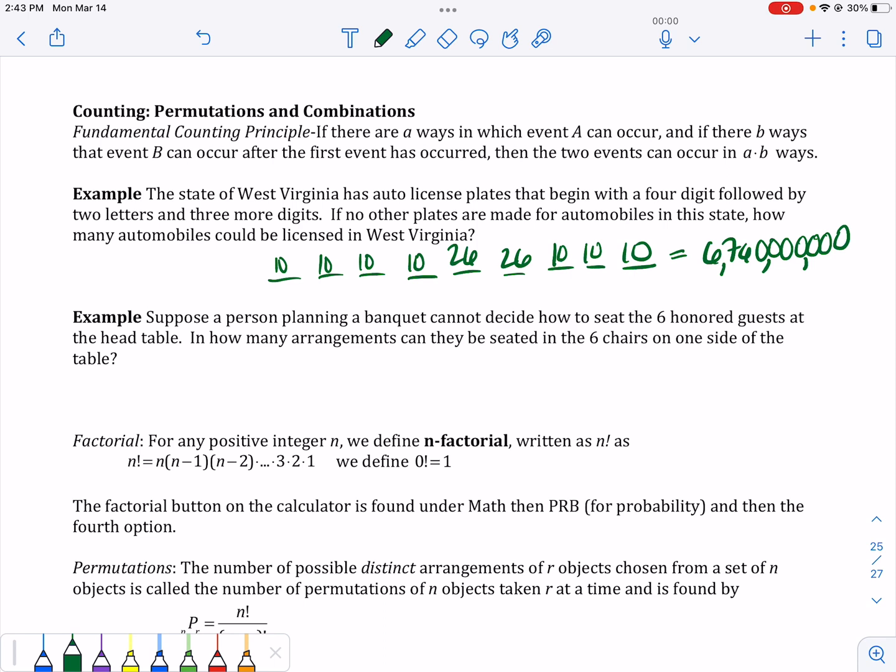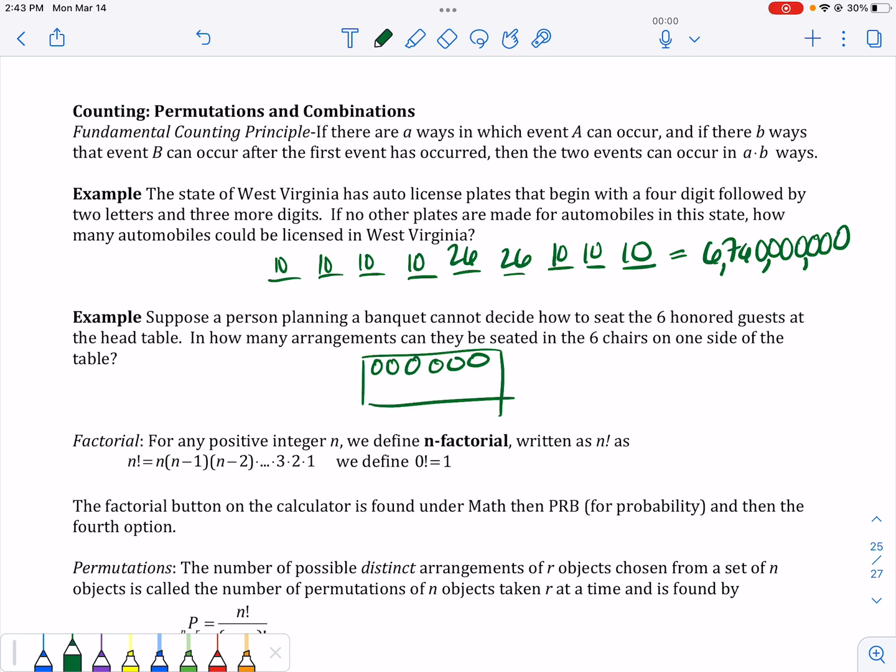We're going to suppose a planning person at a banquet cannot decide how to seat the 6 honored guests at the head table. In how many arrangements can they be seated in the 6 chairs on one side of the table? Okay, so we're all on one side of the table, 1, 2, 3, 4, 5, 6, right? So that's how our banquet works, or the table.